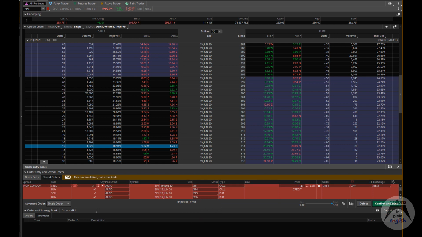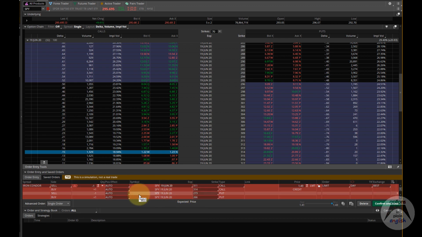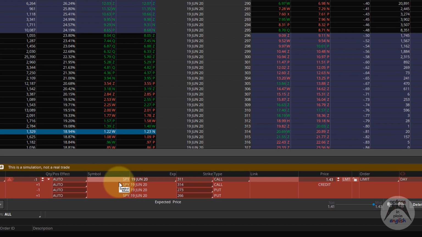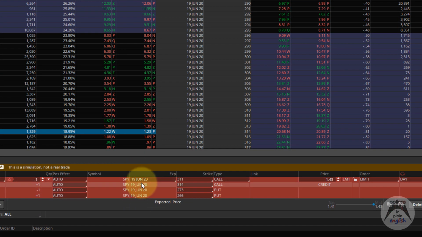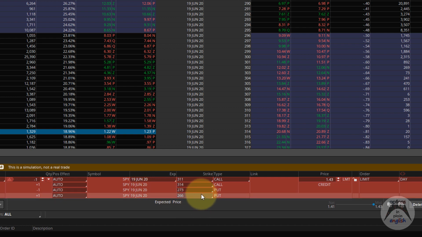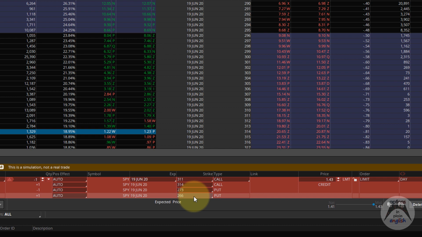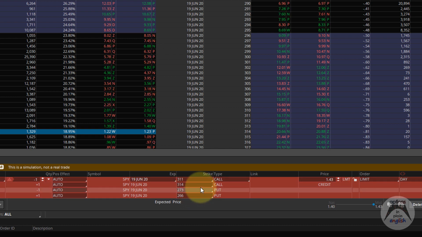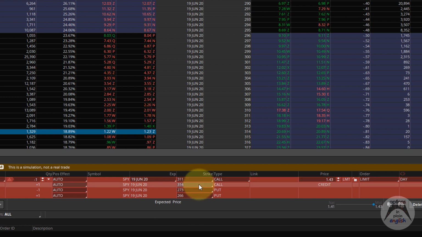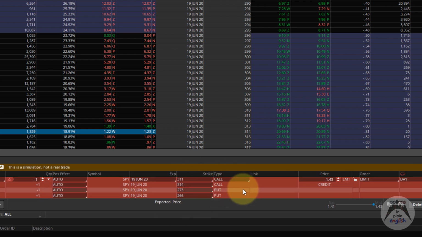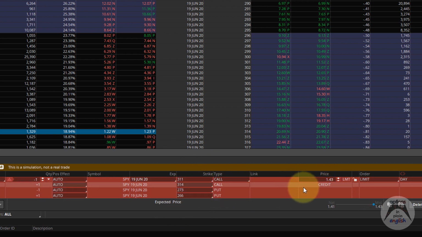Okay. So here we have it. We have an iron condor now on SPY for June 19, 2020. The strike prices are the 273, 266 short put spread, and the 311, 314 short call spread. Altogether, I'm putting this on for 143.